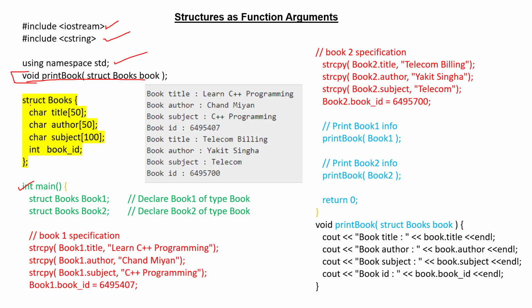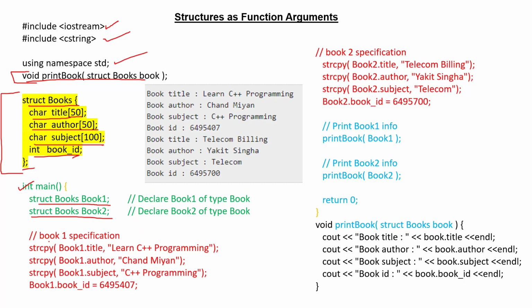Then we are defining the structure as struct books with curly brace: character title 50, character author 50, character subject 100, integer book ID, and the closing brace. So this is the structure definition. This is very clear. Integer main, curly braces. So struct books book one, struct books book two will be used in this problem.